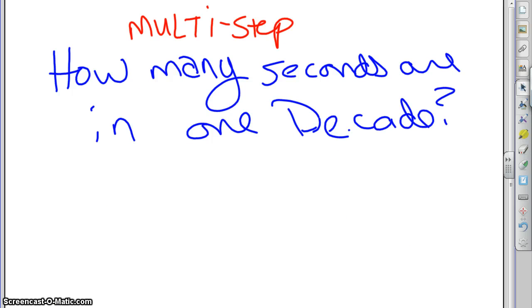And that's actually what we call a single step conversion. We did that all in one step. Now let's talk about a multi-step conversion. How many seconds are in 1 decade?